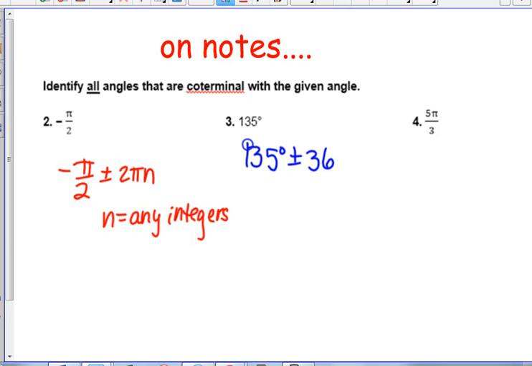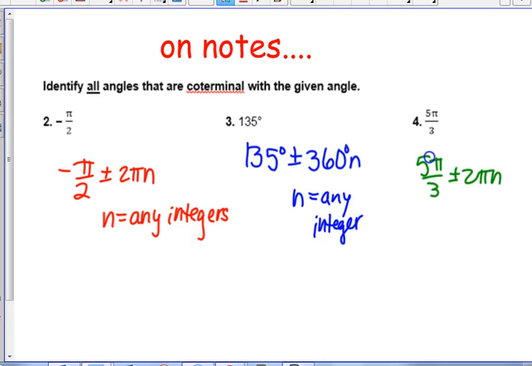Plus or minus 360, and I really don't care if you don't write any integer. So what would number 4 be? So Riley, yesterday when we did this, we talked about find me a positive and a negative angle that are coterminal rather than finding all of them.